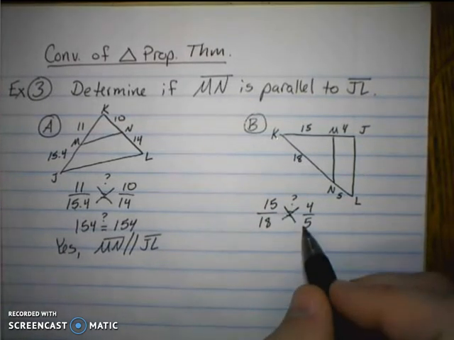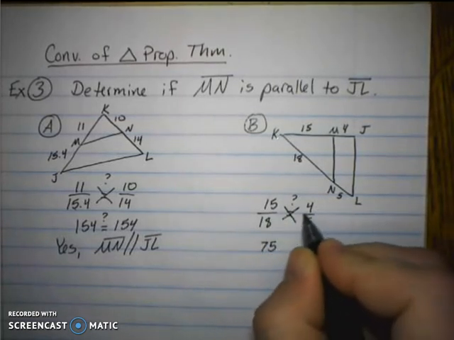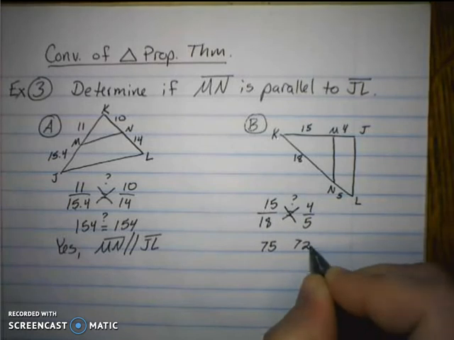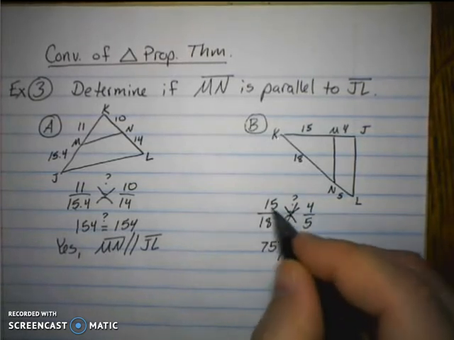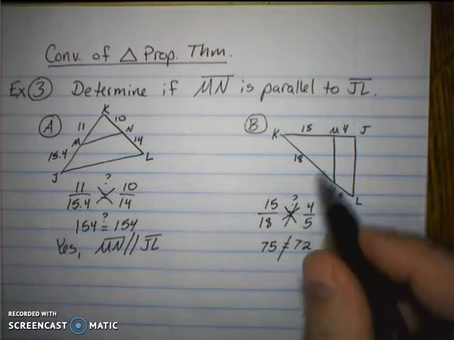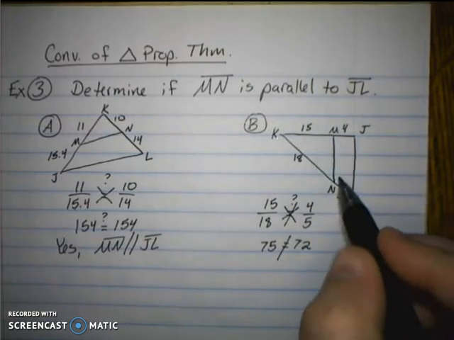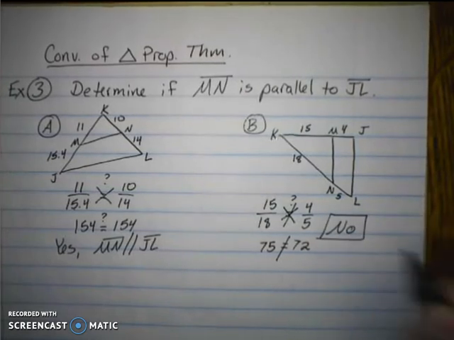If we do 15 times 5, we get 75. And 18 times 4 is 72. Those do not equal each other. So these are not proportional. These ratios are not equal because their cross products are not equal. And since the ratios are not equal, that means these segments are not proportional, so these lines cannot be parallel. So our answer is no. Okay?